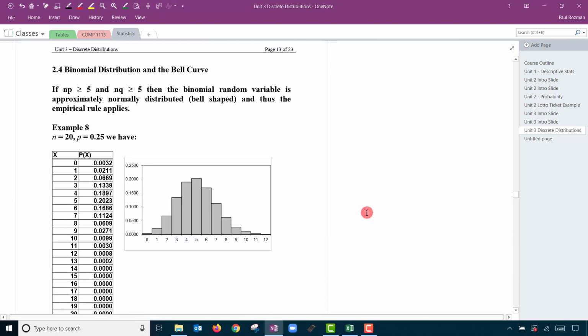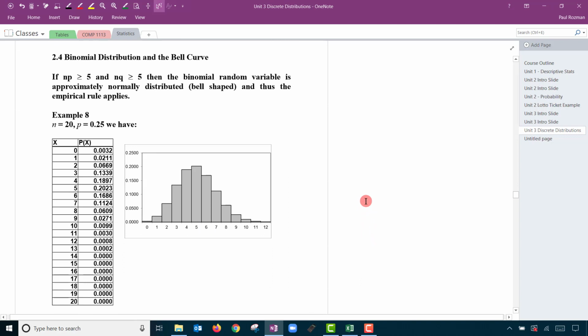There's a neat feature of the binomial distribution in that we saw that its shape changes. If little p, the probability of success, is small, then it tends to be skewed to the right. If the probability is large or high, then it tends to be skewed to the left. If the probability is somewhere in the middle, it tends to be fairly symmetric. And when it's symmetric, it starts to follow a bell curve. And if it's following a bell curve, then we get to use the empirical rule again.